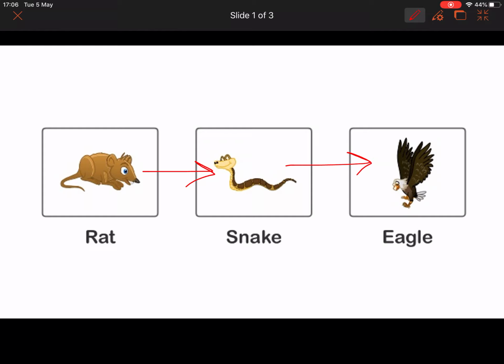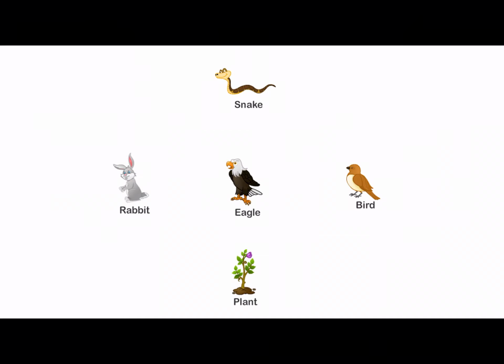So food chains are relatively simple. They get a little bit harder when we start looking at food webs. Now, food webs will give us an idea of the energy movement in an ecosystem.